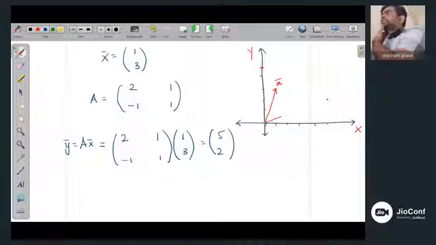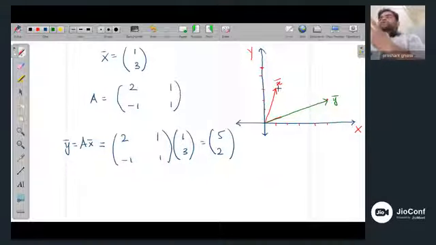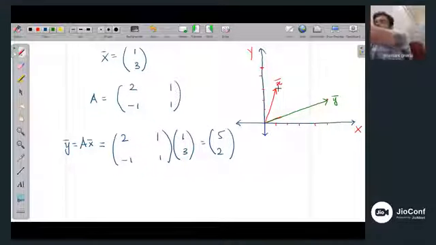Go ahead with another color. So this is y bar. So what will happen to this vector x? Two operations have been done here. The first one is the rotation, and then it stretches the vector.